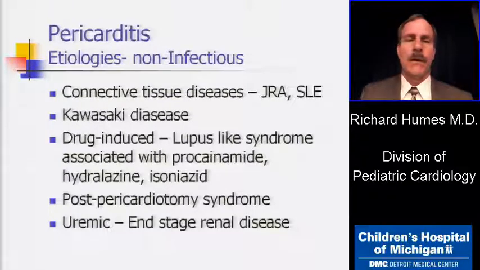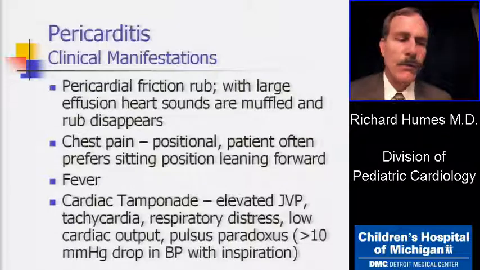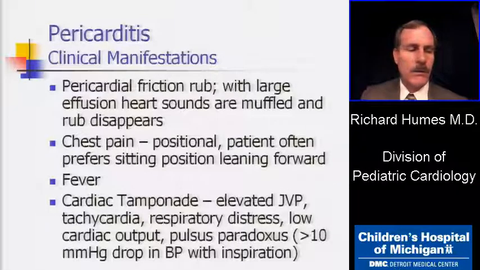Most patients with end-stage renal disease, if they are dialyzed and take care of themselves, it's unusual to see uremic pericarditis. The clinical manifestations can be chest pain, and with that you could get a pericardial friction rub. Now if you have a large pericardial effusion, the sounds are often muffled and the rub can disappear.